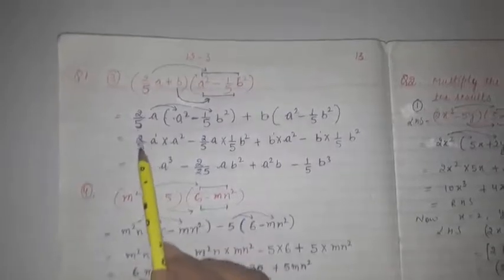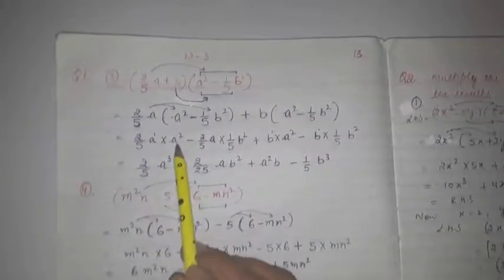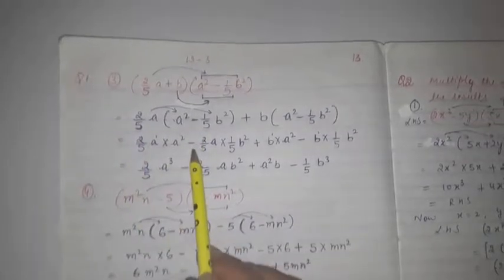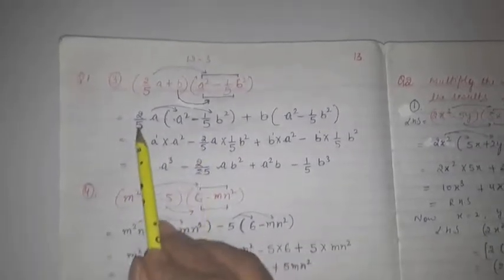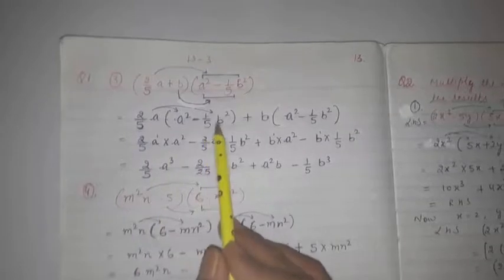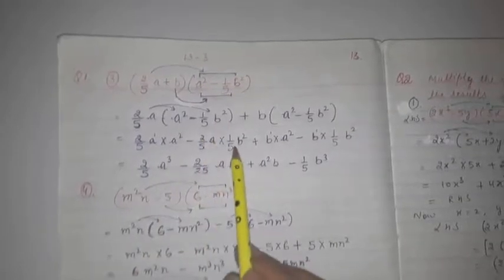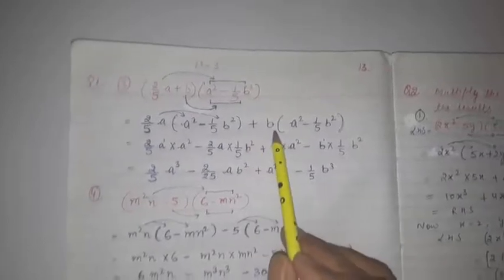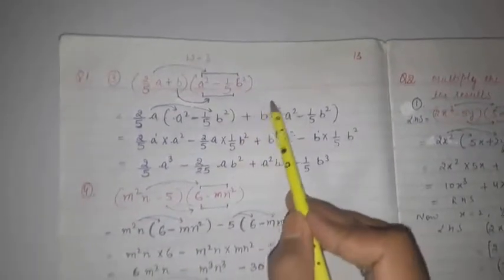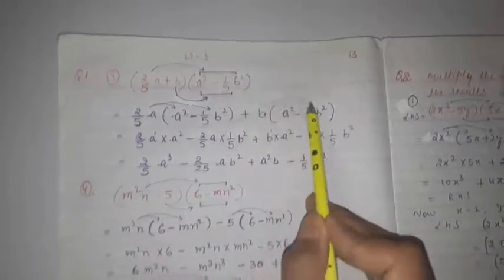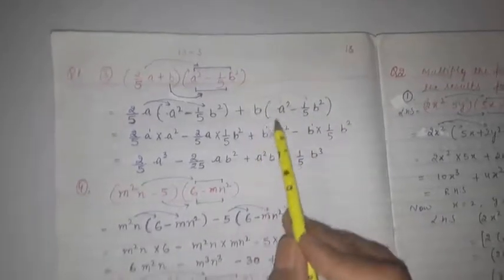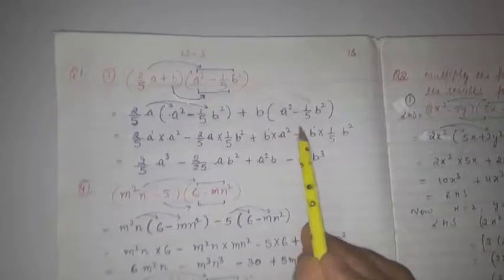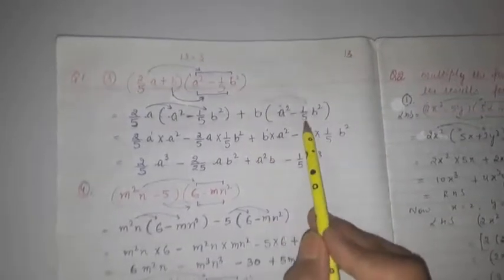It is 2 upon 5 a into a square, then plus minus is there, 2 upon 5 a into 1 upon 5b square, then plus b. We multiplied with the first term as well as with the second term. So b into a square, then minus sign is there, we will write it as such, b into 1 upon 5b square.